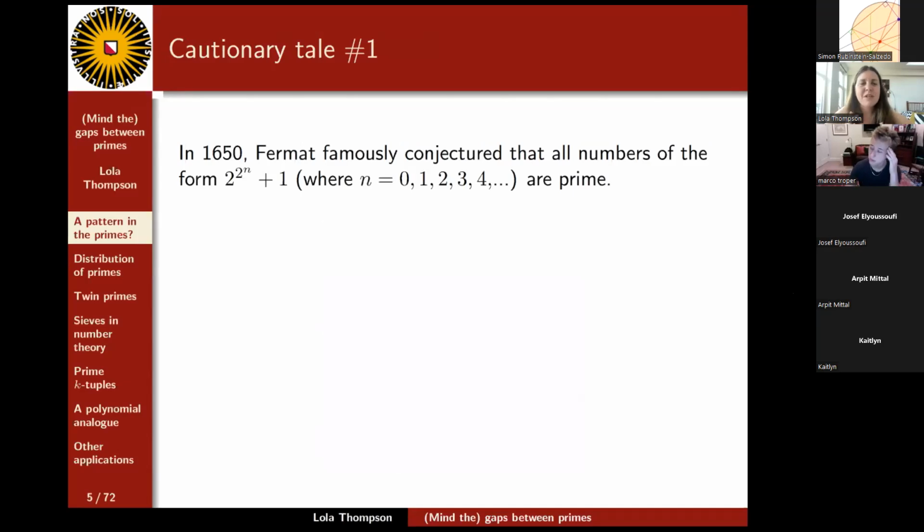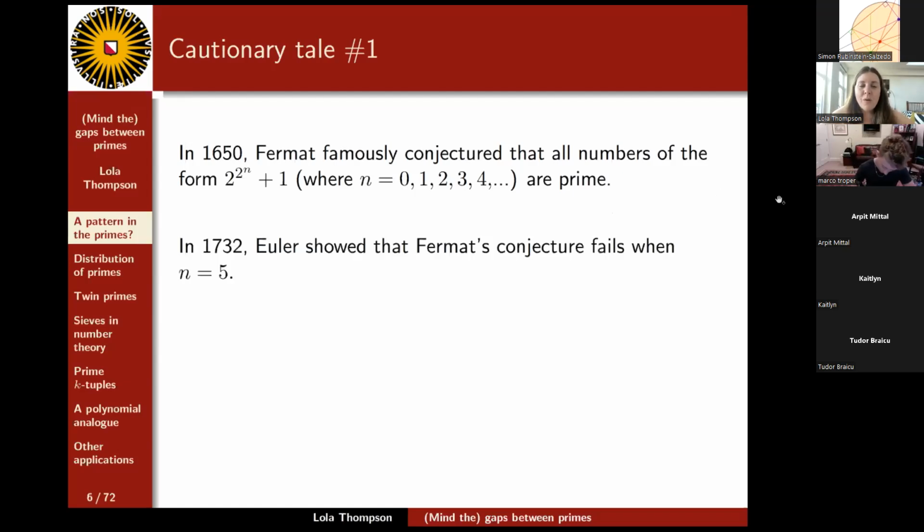In 1650, Fermat famously conjectured that all numbers of the form 2 to the 2 to the n plus 1, where n is the integers 0, 1, 2, 3, 4, etc., turn out to be prime. He actually calculated it for the values that I listed here, and that's what led him to believe that this might be true. Then in 1732, Euler showed that Fermat's conjecture fails when n is equal to 5. So the very next number didn't work out.